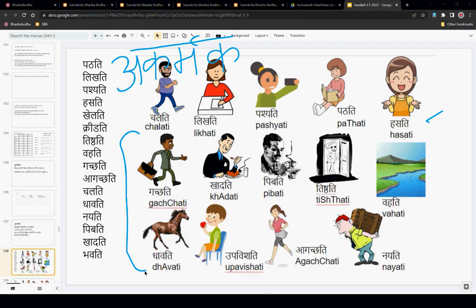Tishtati. Vahati, Dhavati. Upavishati. Agachati. I think that's it. Vahati can be Sakarmaka. If it is carrying, it is Sakarmaka; if it is flowing, Akarmaka. Everybody agrees? Okay.